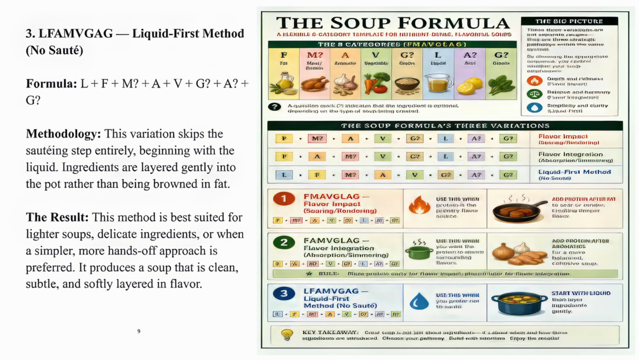Methodology. This variation skips the sautéing step entirely, beginning with the liquid. Ingredients are layered gently into the pot rather than being browned in fat. The result, this method is best suited for lighter soups, delicate ingredients, or when a simpler, more hands-off approach is preferred. It produces a soup that is clean, subtle, and softly layered in flavor.